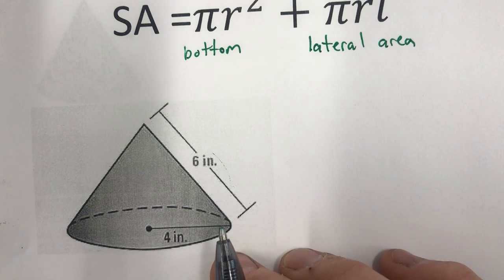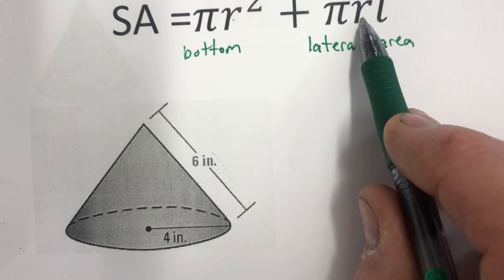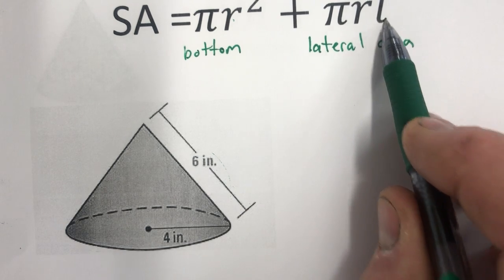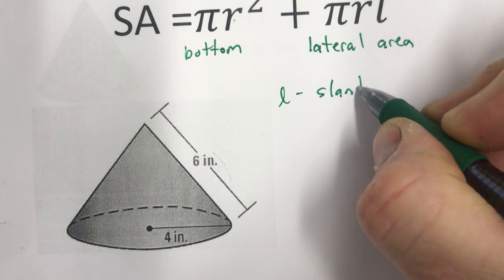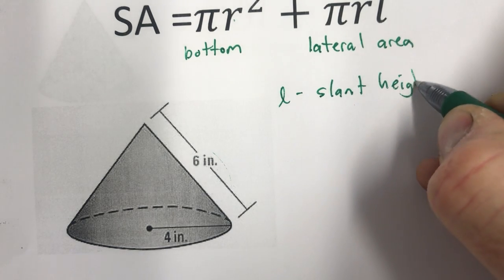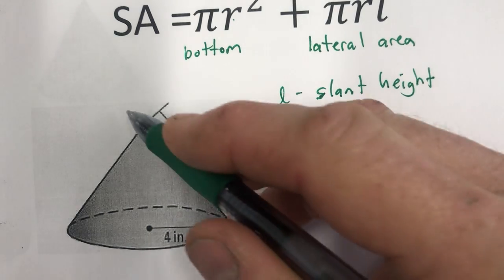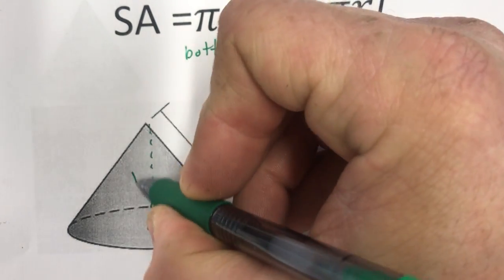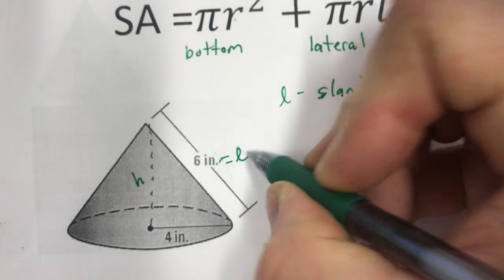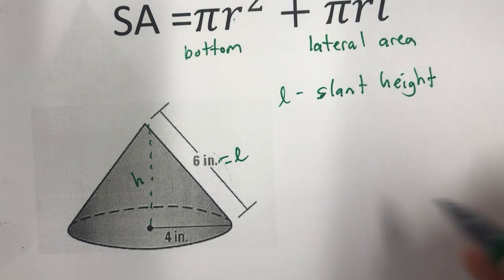Okay, so all we have to do is have our radius, and the radius again, and then the L, and L is what we call slant height. Slant height, that's this dimension right here. See, here's the height of the triangle right there. This is the height. This right here is L, the slant height. I've got both those things in this problem, so this is going to be real simple.